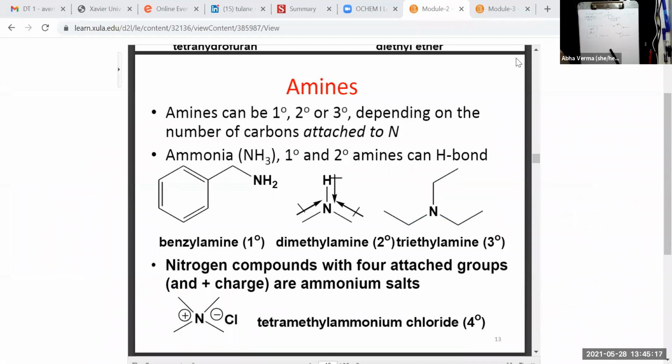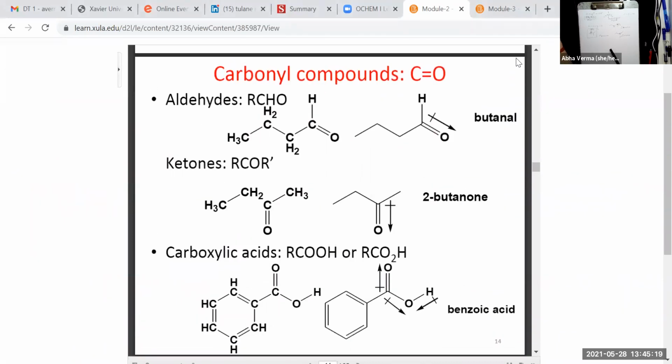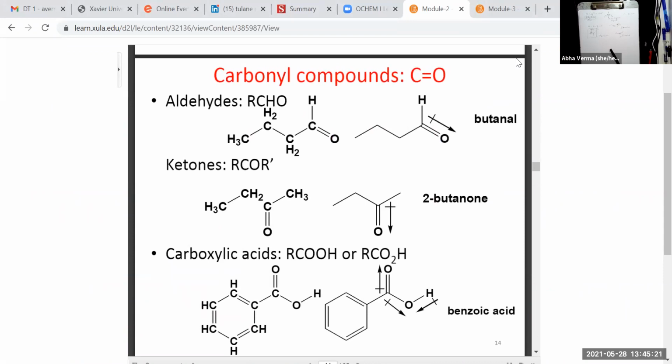The next group of functional groups are the carbonyl compounds. Very, very popular organic materials. You will see them plenty of times. Most of the carbonyl compounds will have this C double bond O, so at least an HDI of 1 will be there. Now you need to be able to recognize them from their abbreviations and general structures also.